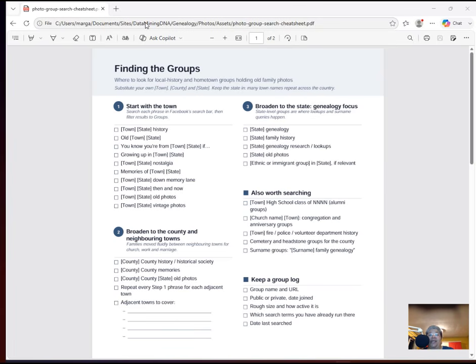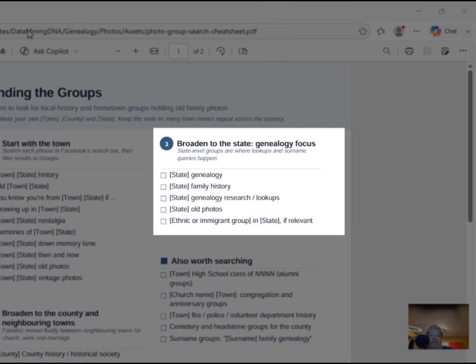Finally, you can widen out again to state level. But for state, be specific on genealogy groups. People reminiscing about a small town aren't likely to drop photos into the state groups. This is what this third section in the cheat sheet is about.